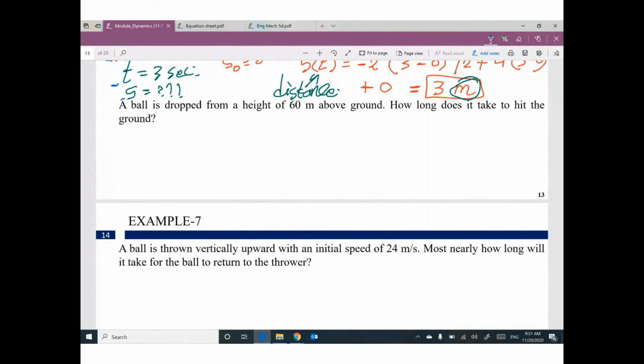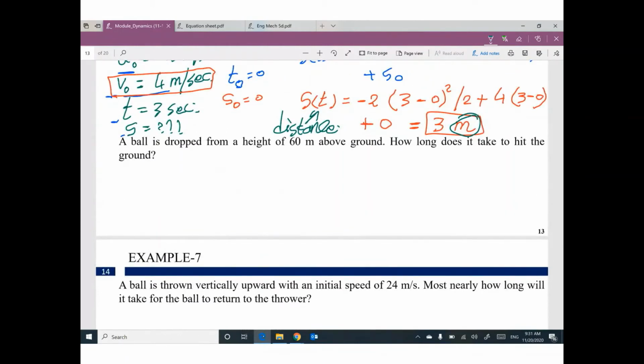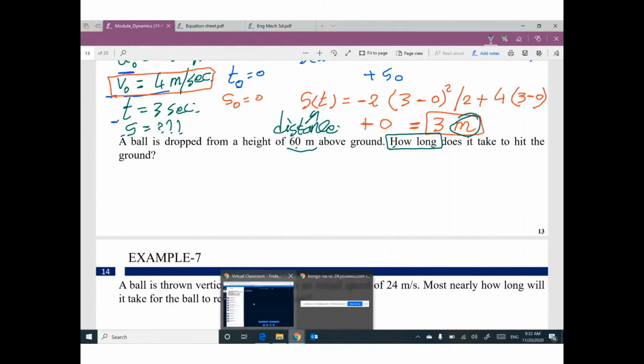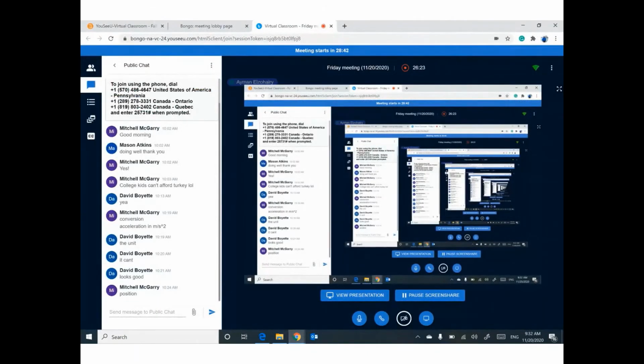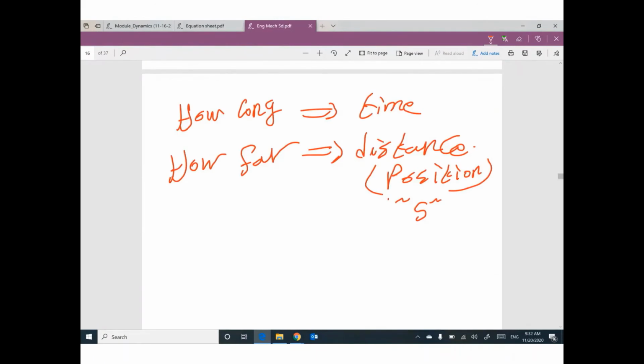One more example. We have a ball dropped from a height of 60 meters. So you are on the roof of your building, and your building has a height of 60 meters above the ground. How long? What is the meaning of how long does it take to hit the ground? It's a good question. You should know. Guys, are you still here? How long means time.